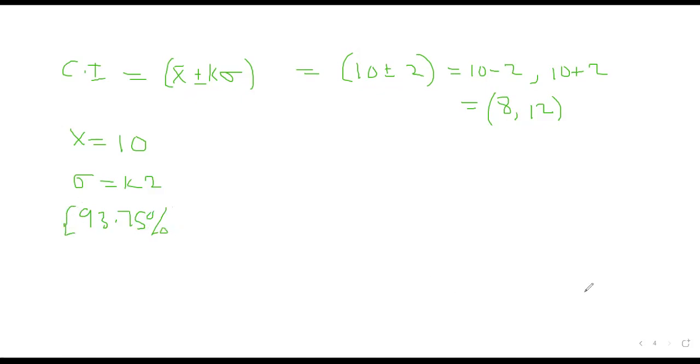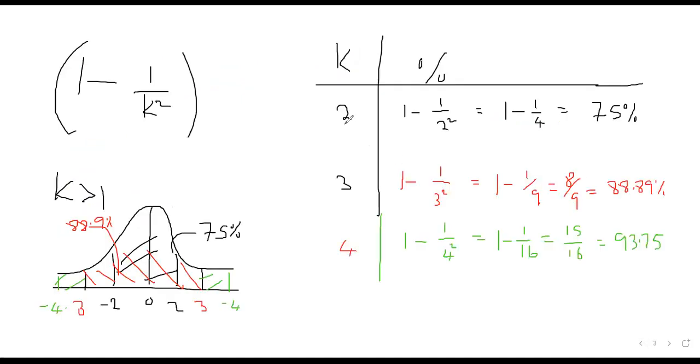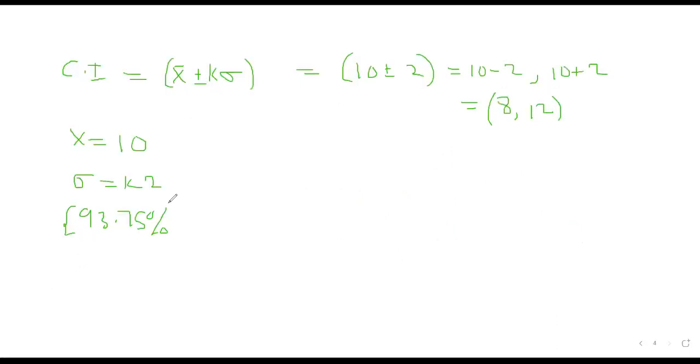So just to take you back, already we know that k of 2 is what? 75%. k of 3 is 88.89%. Then k of 4 is what? 93.75%. So our k at 93.75%, you can master it if you want, is 4. So if we go to this table, we want to find out the confidence interval. Where there's mean, we're going to put 10. Where there's k, we're going to put 4. And the standard deviation we have already been given is what?